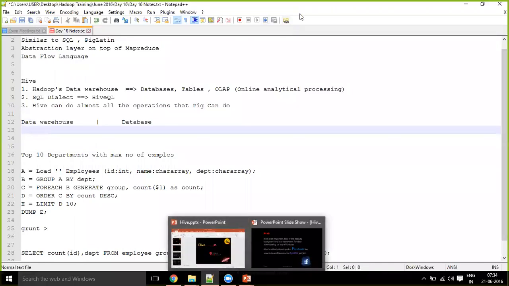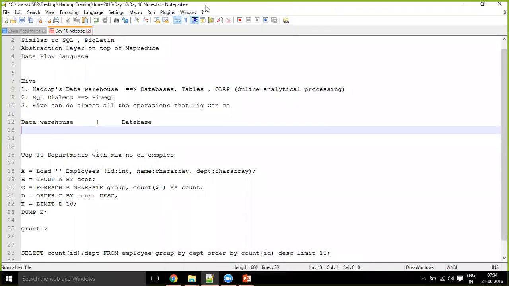Shiva, I got disconnected. Can everybody see your screen? Yeah, this is Lakshman. I can see it. Okay. I think you can connect back and then you will be able to.